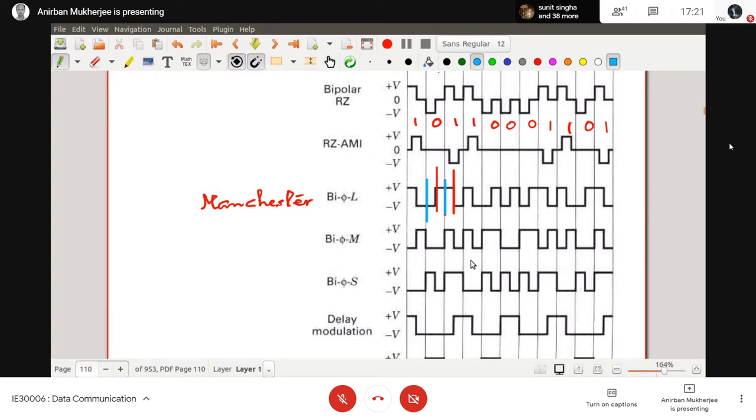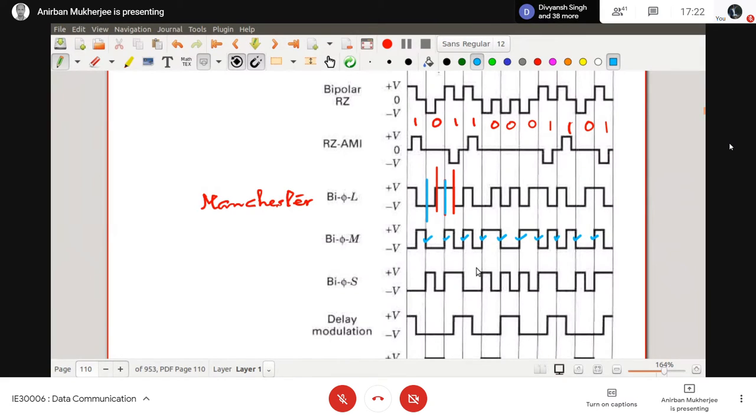And this biphase M and biphase S has a transition at the beginning of the interval. That means you will always find a transition at each beginning. So this will also give you some sort of a self-clocking mechanism. When there's a transition, I know there's a chance that this will be a beginning. But here also, if there's a transition, either it will be the beginning or it will be the midpoint. Say you are here, that is either transition at the middle or transition at the beginning.